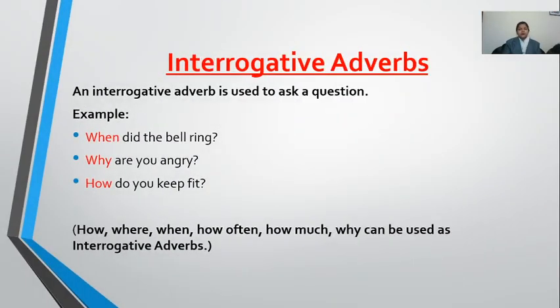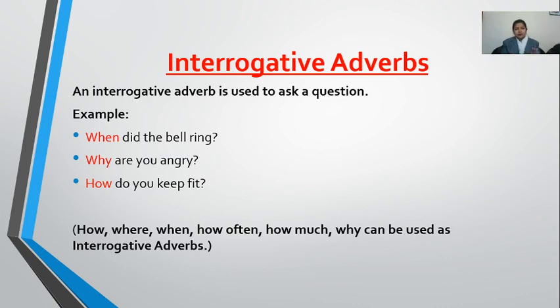Now the next is the last one, the sixth type of adverb, the interrogative adverb, and we know that interrogative means question. So an interrogative adverb is used to ask a question only. One more thing, children. See, these how, where, when, how often, how much, why, they all can be used as interrogative adverbs. But there are interrogative adjectives also. So how will you differentiate them? Very easy. An interrogative adjective takes a noun or pronoun after it, while interrogative adverbs don't take any noun or pronoun after them.